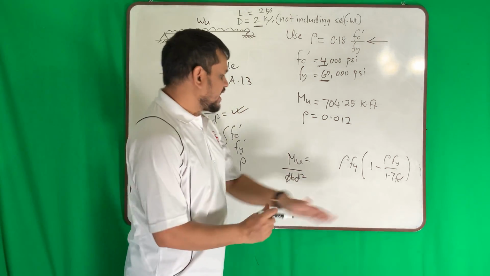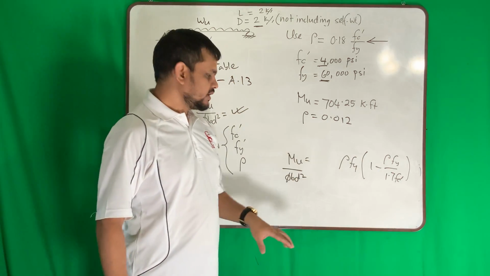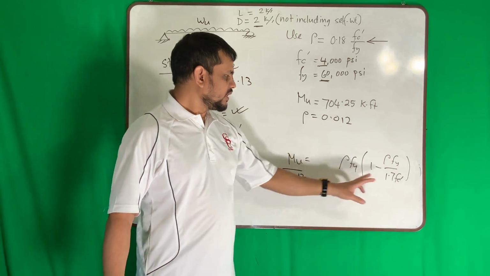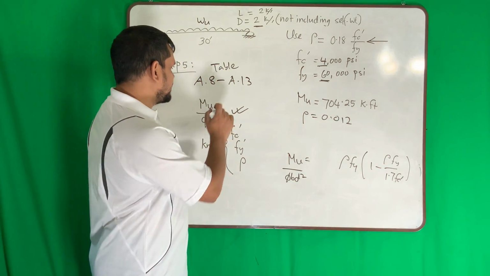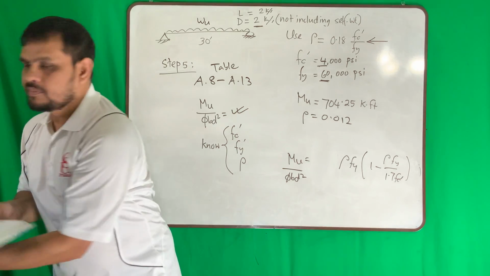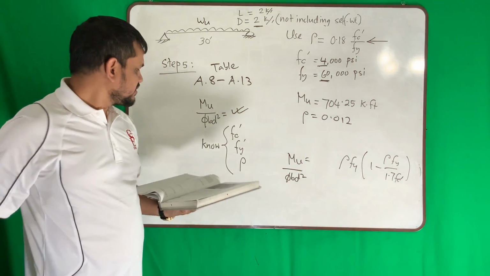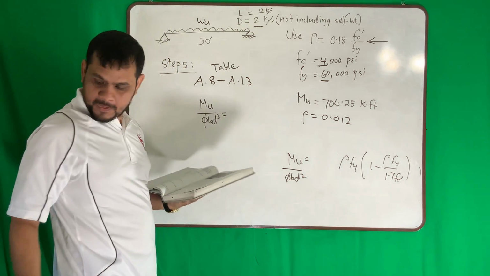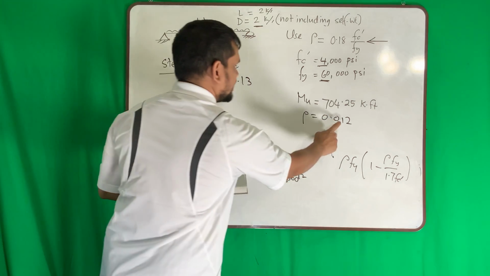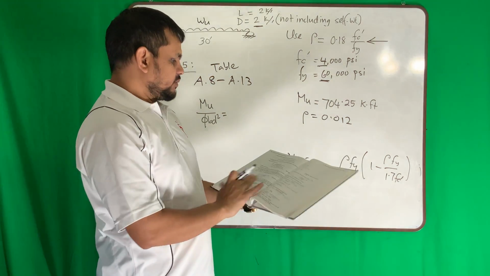Yes, you can calculate this, but your book already gave you this value. If you know rho, fy, f prime c, your book gave this value. So you can just go and pick. If I go to your book, I will not calculate it, I will use your book. What is this value for this row? Which table am I going to?